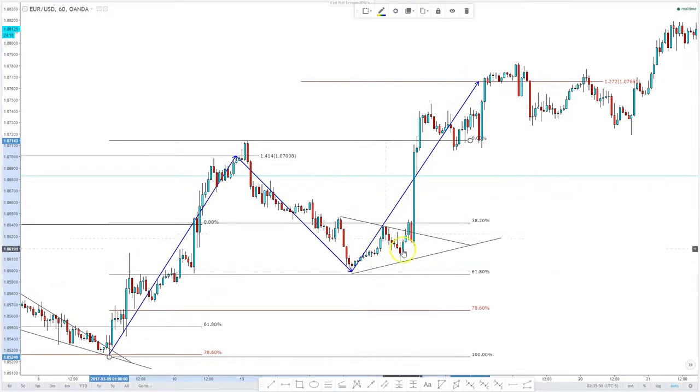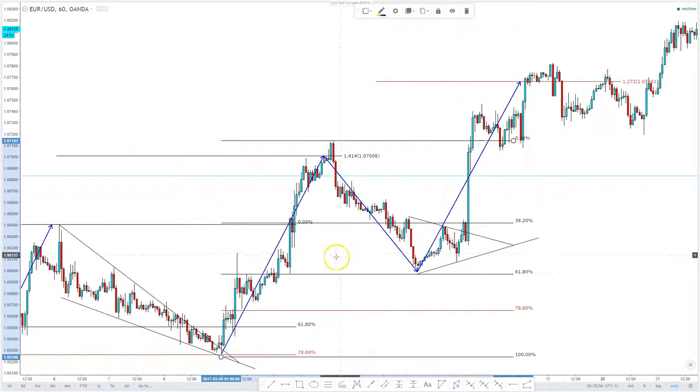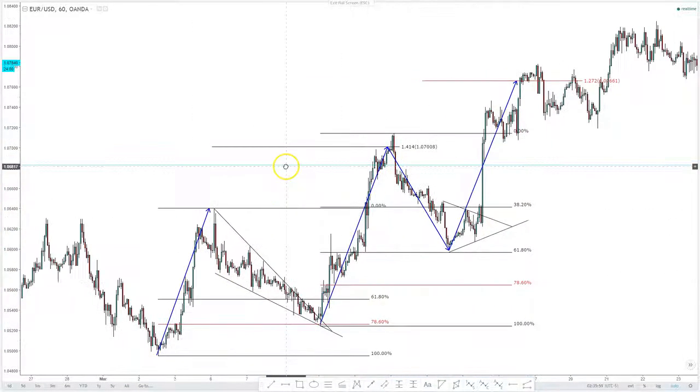So you would have to look for entries. It's bouncing off the 618, it's making higher lows, making lower highs. You know it's going to pop to the upside. You're here in an uptrend. Okay.